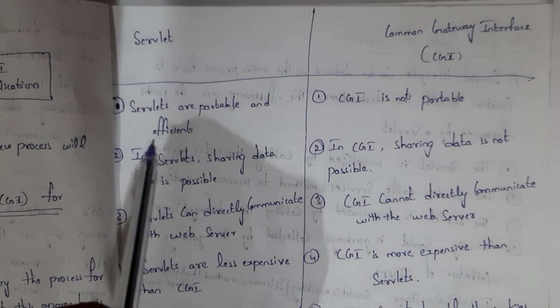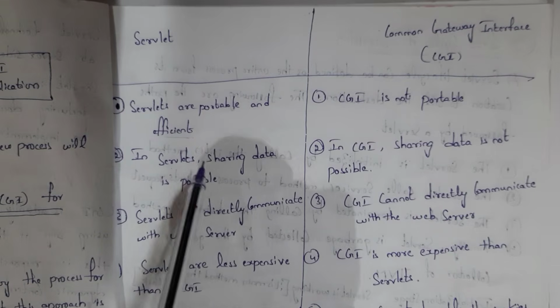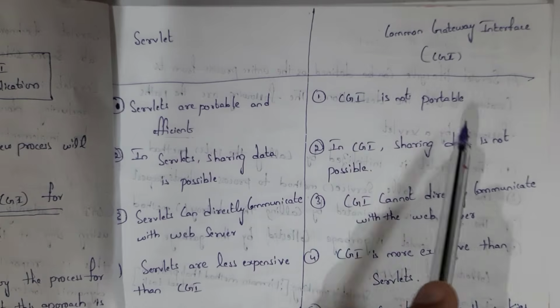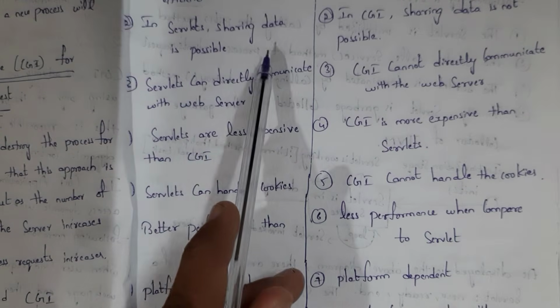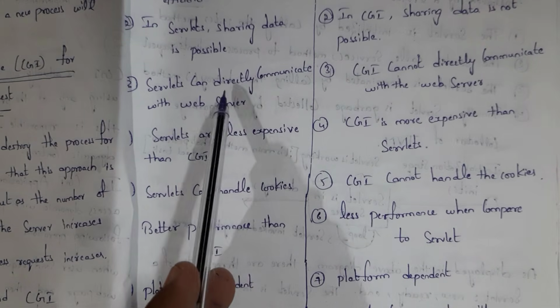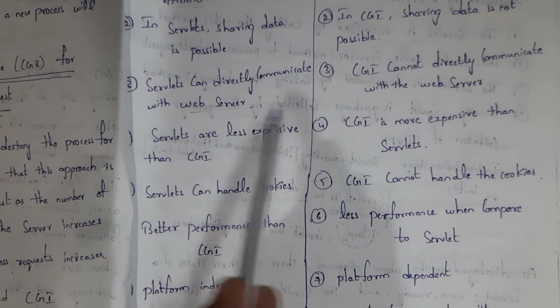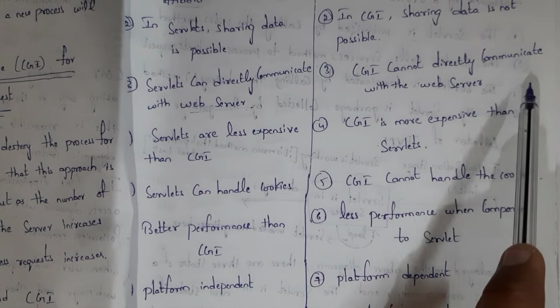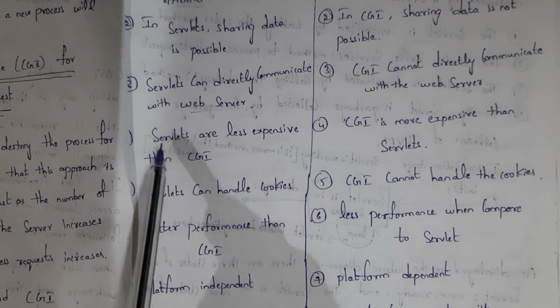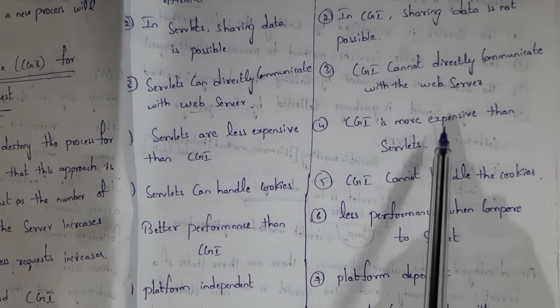Servlets are portable and efficient. Portable means we can copy a servlet program from one system to another system, whereas CGI is not portable. In servlet, sharing data is possible, and in CGI sharing data is not possible. Servlets can directly communicate with the web server, but we cannot directly communicate with the web server in CGI. Servlets are less expensive. The cost is very low, and CGI cost is more.